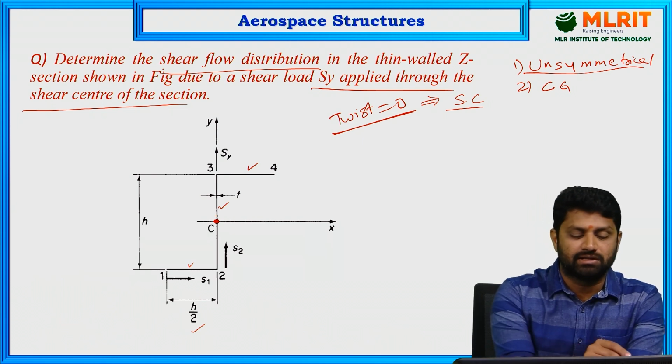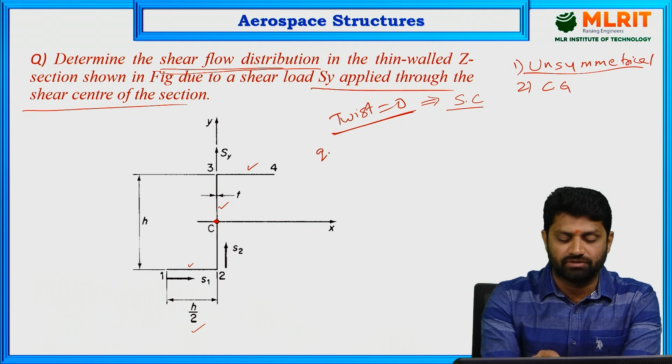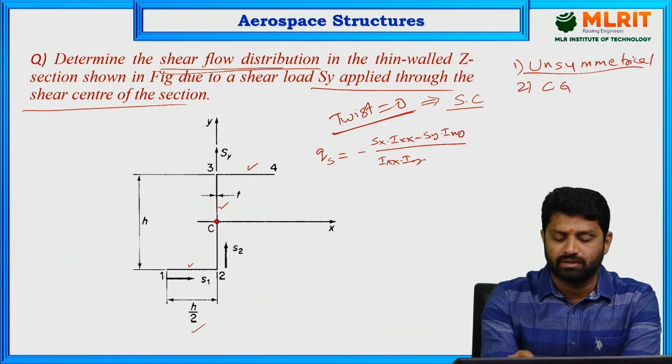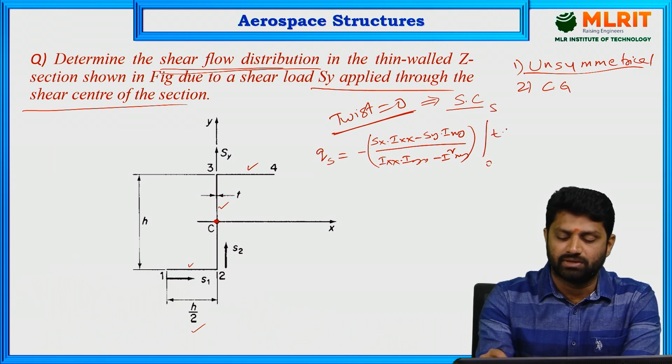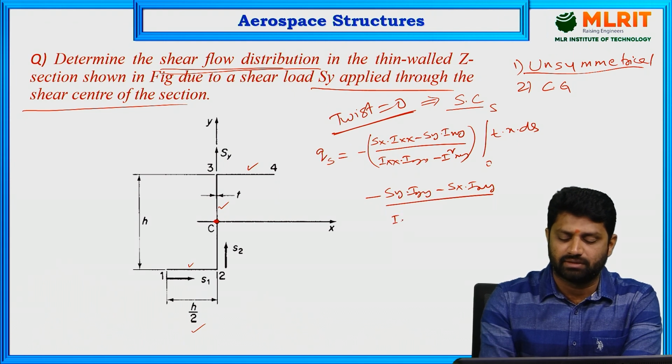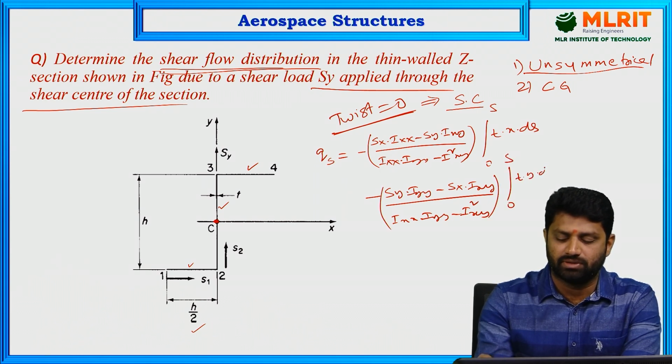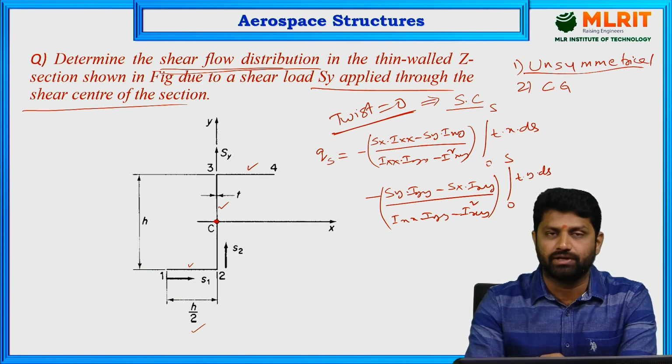Since we need to calculate the shear flow distribution, I hope you remember the formula for shear flow distribution, that is qs equals minus (Sx Ixx minus Sy Ixy) divided by (Ixx Iyy minus Ixy squared) times the integral from 0 to s of t x ds, minus (Sy Iyy minus Sx Ixy) divided by (Ixx Iyy minus Ixy squared) times the integral from 0 to s of t y ds. This is the formula which we use for shear flow in open section beams.